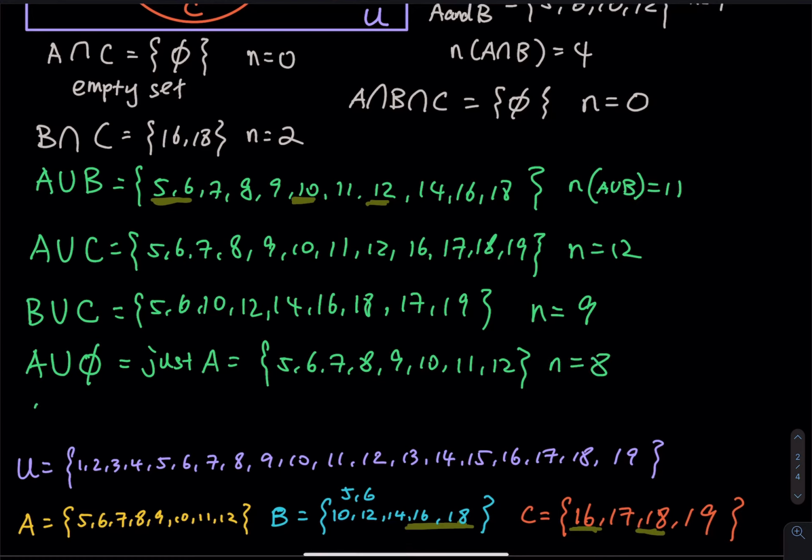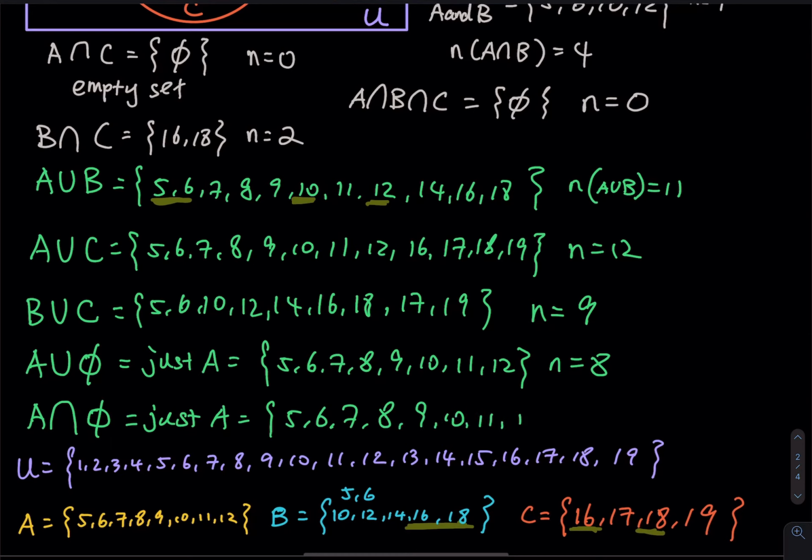How about A intersect empty set? The union is "or." The intersection is "and." So that is just A. So you have 5, 6, 7, 8, 9, 10, 11, 12. So the cardinality is 8.